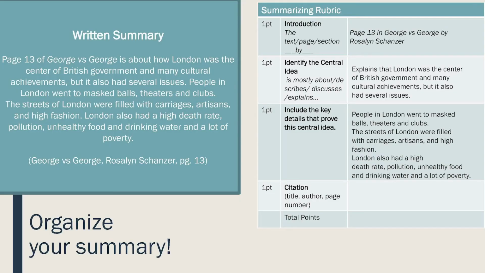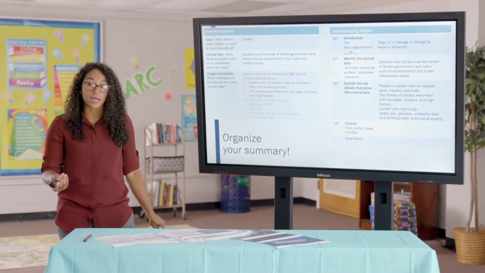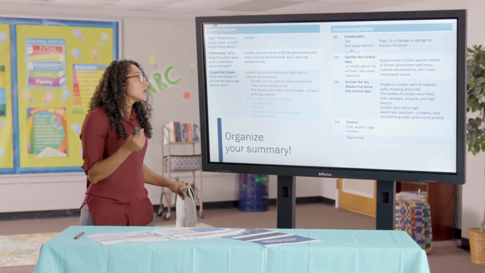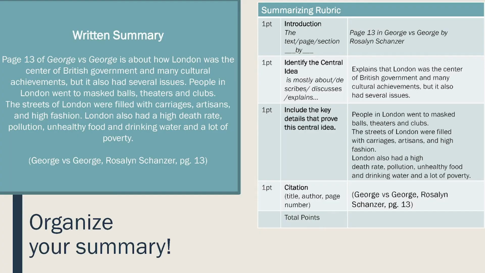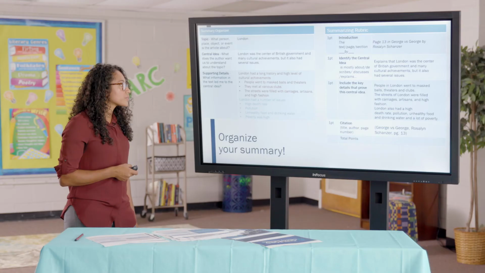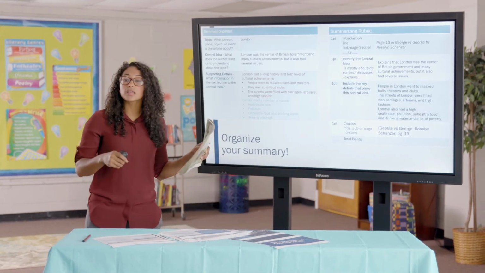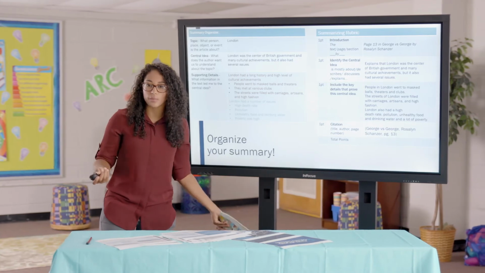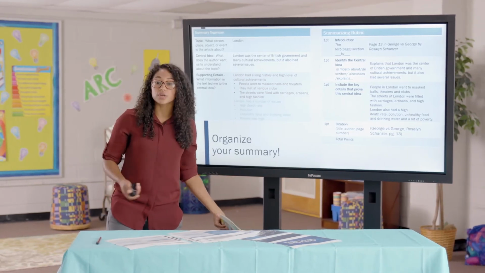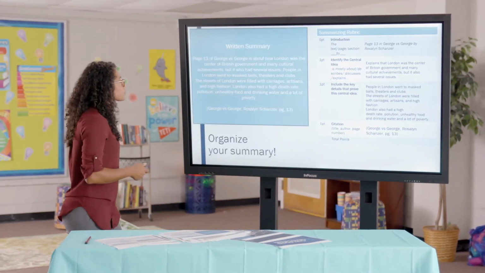People in London went to masked balls, theaters, and clubs. The streets of London were filled with carriages, artisans, and high fashion. London also had a high death rate, pollution, unhealthy food and drinking water, and a lot of poverty. And your citation should have looked something like this. Your summary may have a little bit different information, but if it has most of these things, then you're probably on the right track. Your written summary should look something like this.